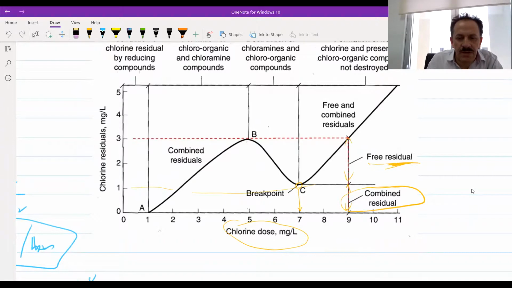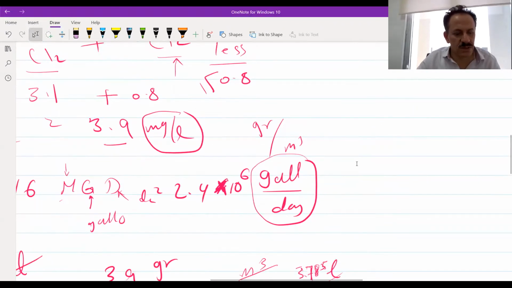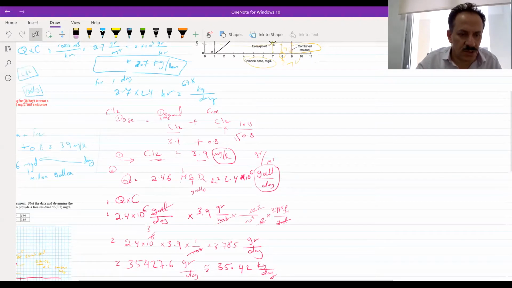So for example, if I said I have added 8 milligram per liter, 8 milligram per liter means having about 1 milligram of combined residual, and this will be free residual, the free available chlorine in this tank. And yeah, this was my question in the final.